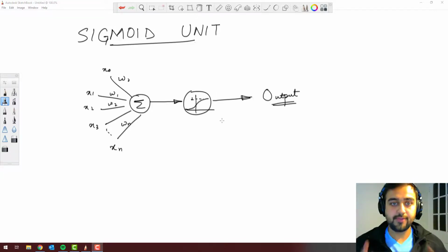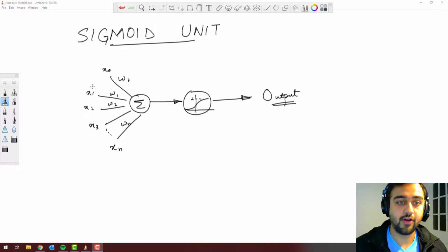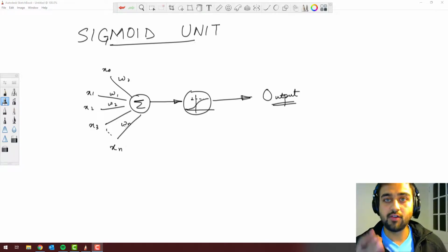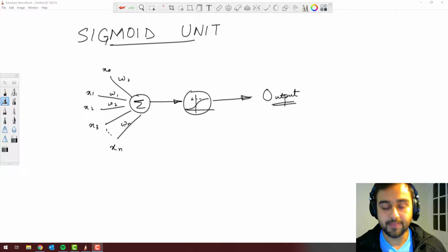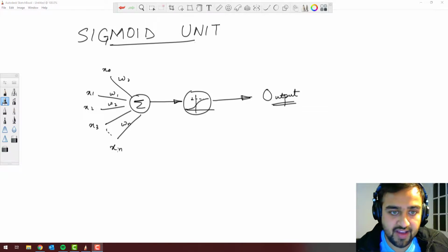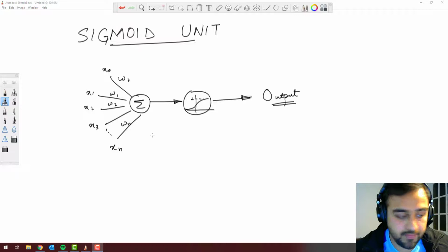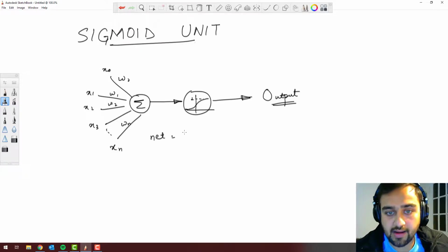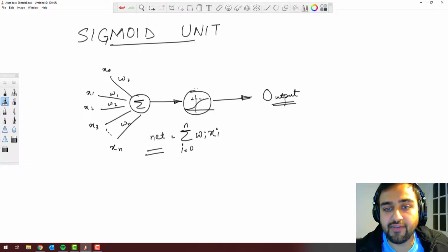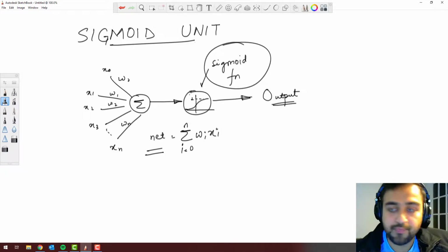So we have the same setup as before. We have a set of features till xn. We have all of these features associated with particular weights. All of these values are then presented to a summation function, let's call it net. It calculates sigma of wi xi, where i goes from 0 to n. Now after this net is calculated, instead of presenting it to a step function, we present it to a sigmoid function. Okay, so now what is the sigmoid function?